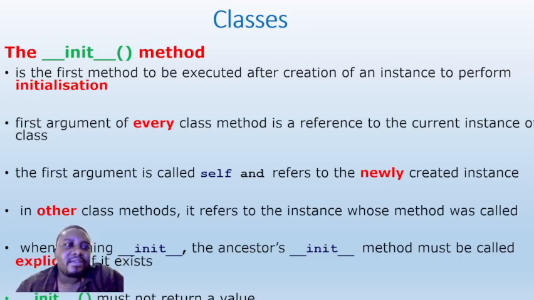So the init method is the first method to be executed after creation of an instance, to perform initialization. The first argument of every class method is a reference to the current instance of the class. The first argument is called self and refers to the newly created instance. In other class methods, it refers to the instance whose method was called. When defining, the ancestors' init method must be called explicitly if it exists. It must not return a value.